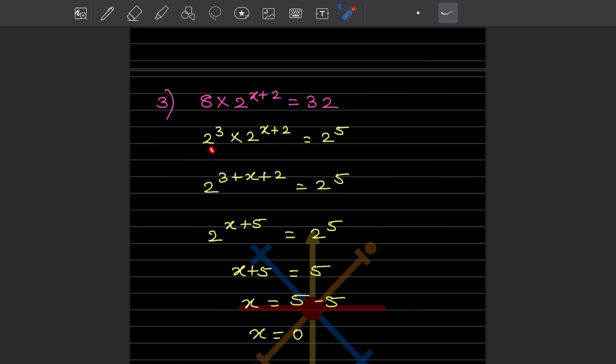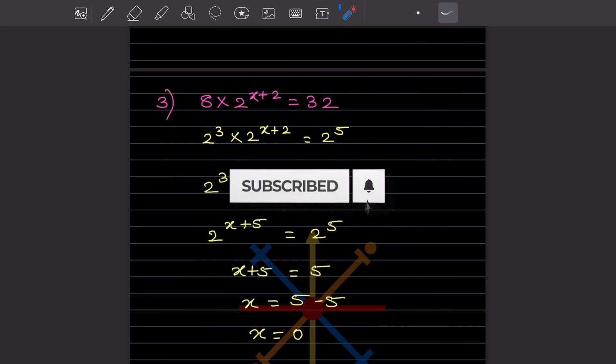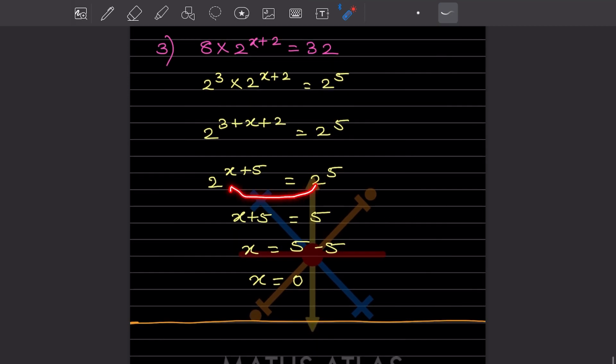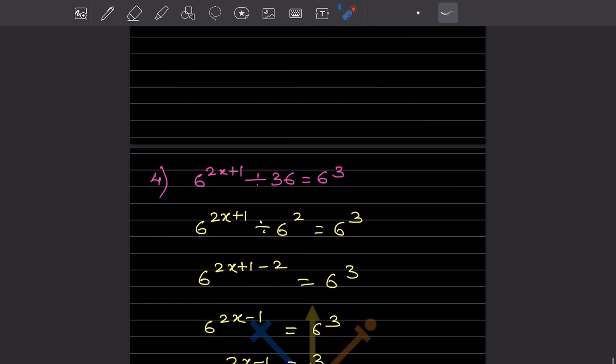So now the base is the same, so the exponents should be added. That will be a raised to m into a raised to n, that is a raised to m plus n. So this is added. This is the same. Now you can take the like terms together, x over here. This will be added. Now again the base is the same, so the exponent should be the same. So x plus 5 is equal to 5. X here, 5 on the same place. If you take plus 5 to the other side, it will be minus 5. So the value of x is 0, because 5 minus 5 is 0.